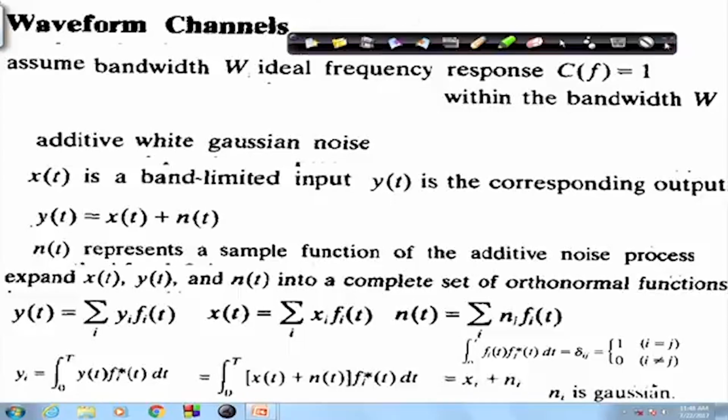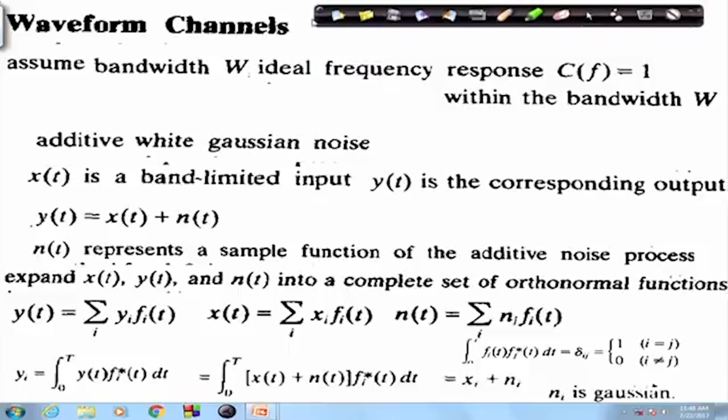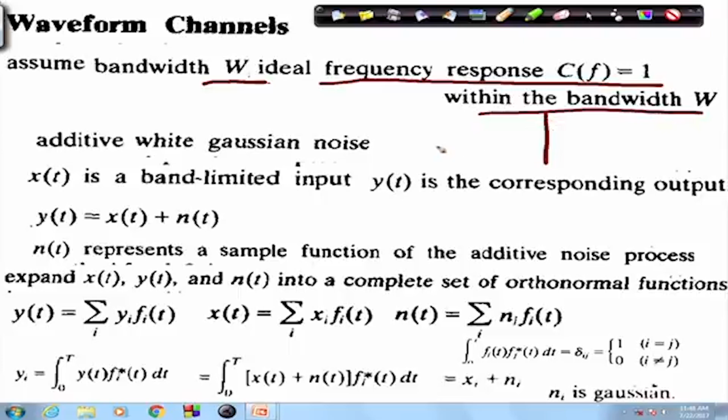is the waveform channel. In the waveform channel we have to consider a channel bandwidth W and an ideal frequency response. In the earlier case also we had the ideal frequency response. It says that it has an ideal frequency response C(f) equal to 1 within this bandwidth W. So, that means you have a response like this. Okay.